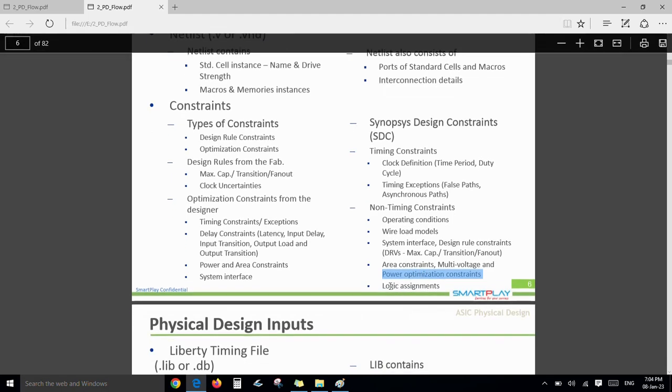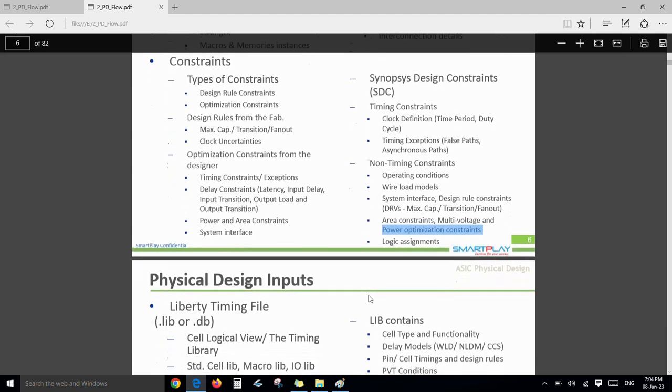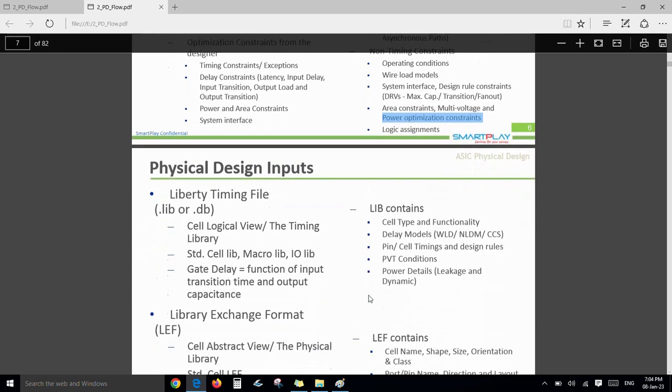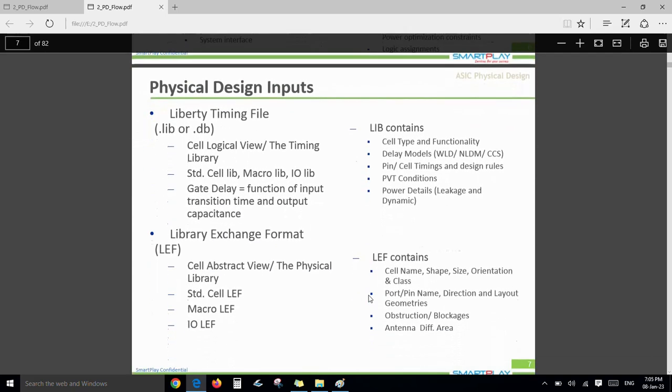So logical assignments, so if there is any logical tie, I mean the buffers, or anything you can say it as. So the .lib file is nothing but the library file.